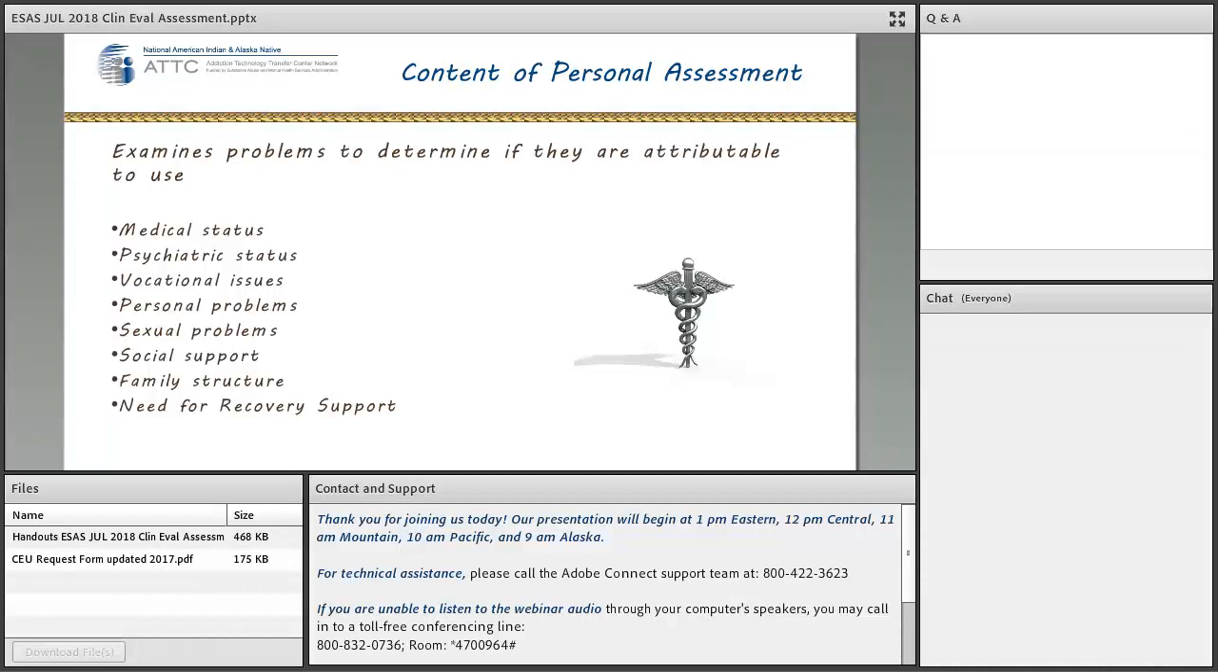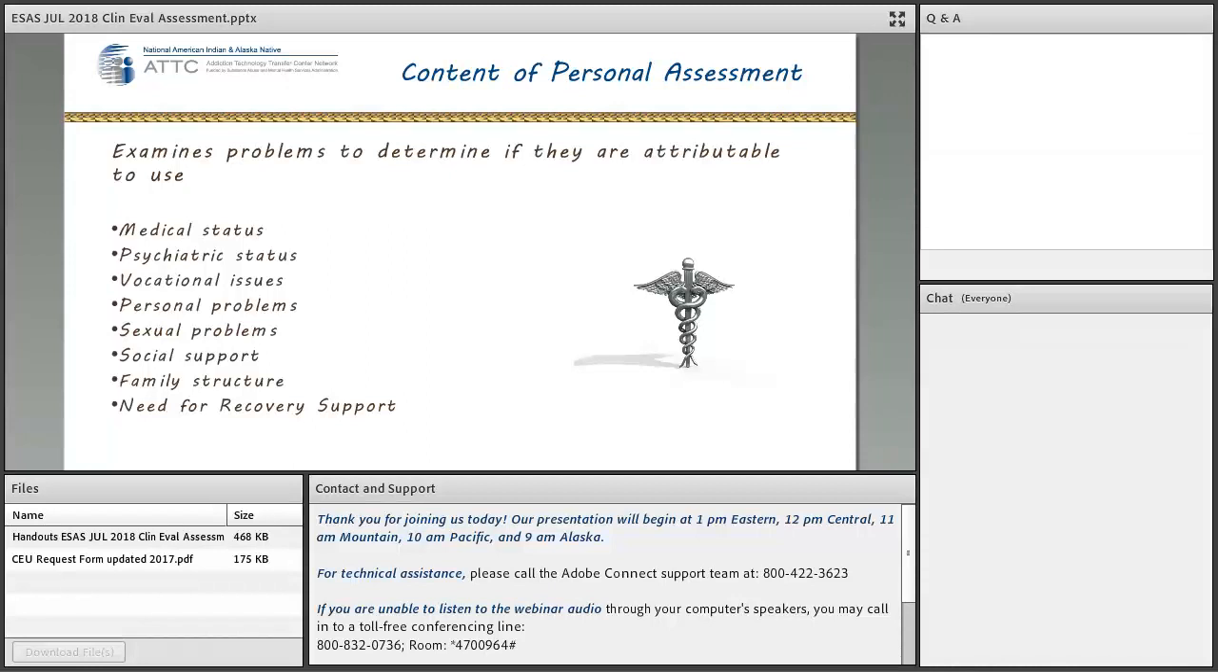Okay, so the contents of a personal assessment examine problems to determine if they are attributable to the use, starting with their medical status. Sometimes they might have a lack of memory, so you need to figure out whether it is a medical problem or an alcohol problem. One way to tell is how fast it has happened. With alcohol, it can happen very quickly, compared to something like Alzheimer's.